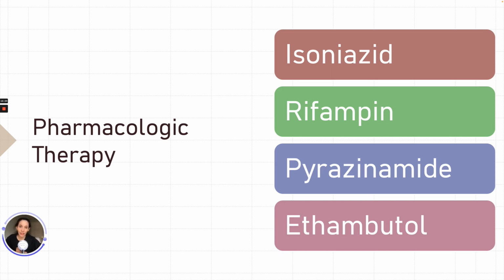Pyrazinamide is a bactericidal agent which increases the uric acid in the blood and has common side effects of hyperuricemia, hepatotoxicity, skin reaction, and GI distress. And ethambutol, also known as Myambutol, is a bacteriostatic agent that should be used with caution with renal disease and has common side effects of optic neuritis and skin rash.